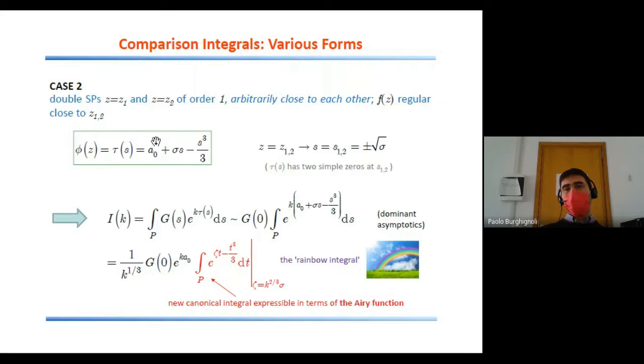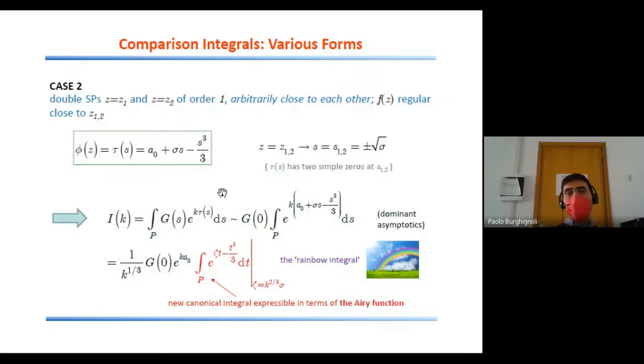If you use this form for tau, then those two saddle points are mapped into a pair of saddle points in the complex S-plane that are on the origin at plus or minus the square root of sigma, if sigma is a real number, or are generally two complex numbers that are opposite with respect to the origin. Now, sigma is a parameter that can be arbitrarily small in absolute value, so those two saddle points may be arbitrarily close to the origin, so they tend to coalesce when sigma goes to 0.